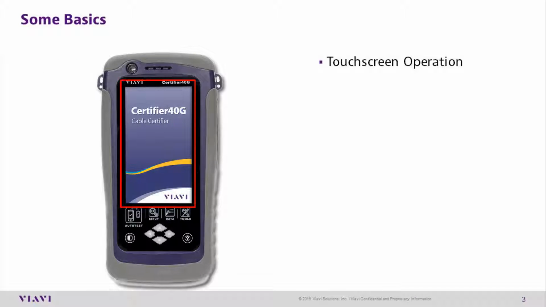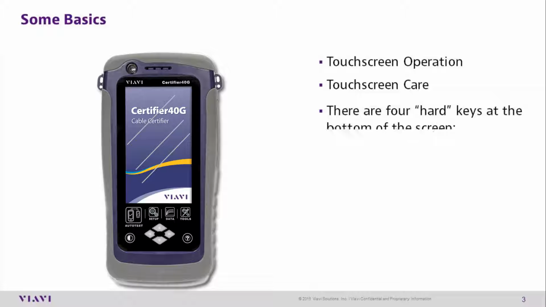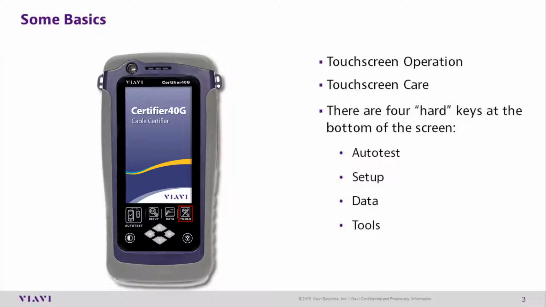The certifier has a touchscreen interface that can be operated by the attached stylus or other pointing devices. Although the touchscreen is made out of a strong polycarbonate material, you should never use a sharp instrument such as a screwdriver or pen on the touchscreen, as this may cause damage or scratches. There are 4 hard keys at the bottom of the screen: Auto Test, Setup, Data, and Tools.